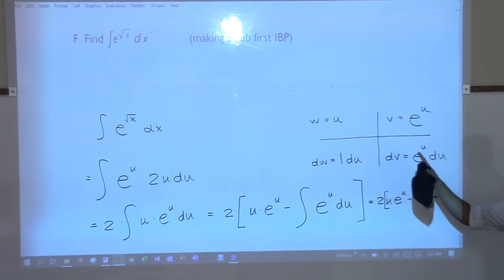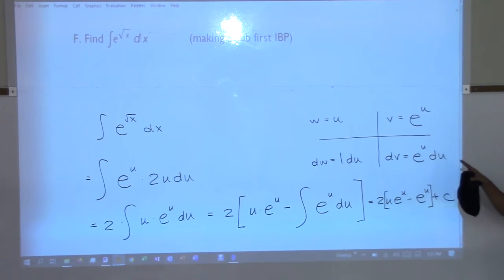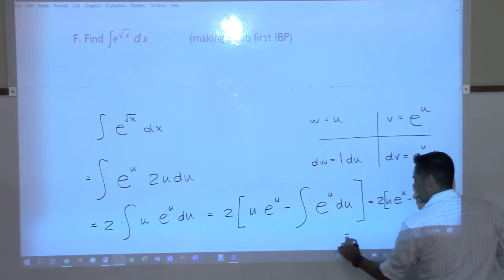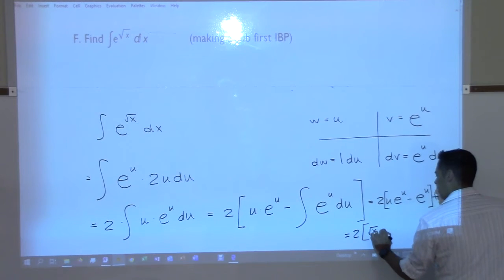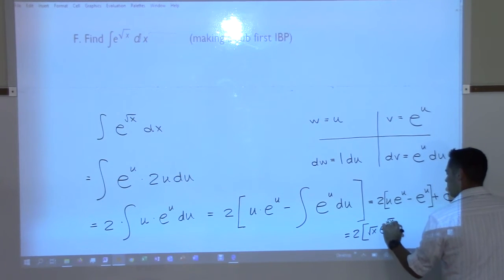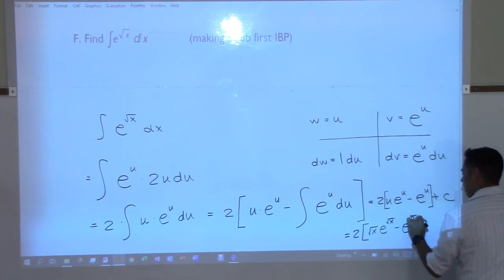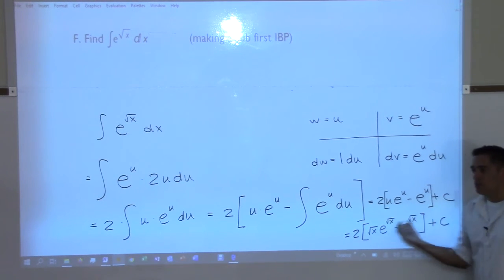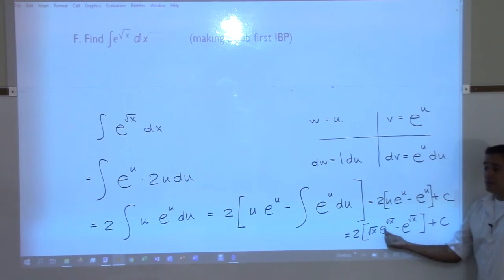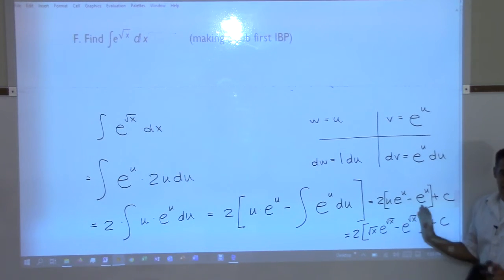Last step. Get u back to the variable that we started with, which was x, right? So what was u? We go back to when we made our u substitution. u was the square root of x, wasn't it? So our final result is 2 bracket, square root of x, e to the square root of x, minus e to the square root of x, and plus c. We could distribute the 2 through if we wanted to. We could also factor an e to the root x out if we wanted to, but algebraically we're good. Like we're at the answer.